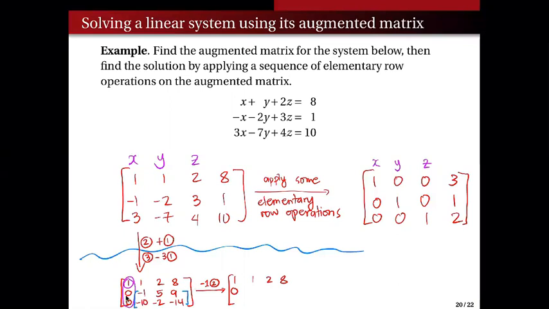And then that's because 0 times -1, that's 0. -1 times -1, that becomes +1. Okay? And then -1 times 5, that's -5. -1 times 9, that's -9. And then we did not do anything to the third row, so we'll just copy it. 0, -10, -2, negative 14.